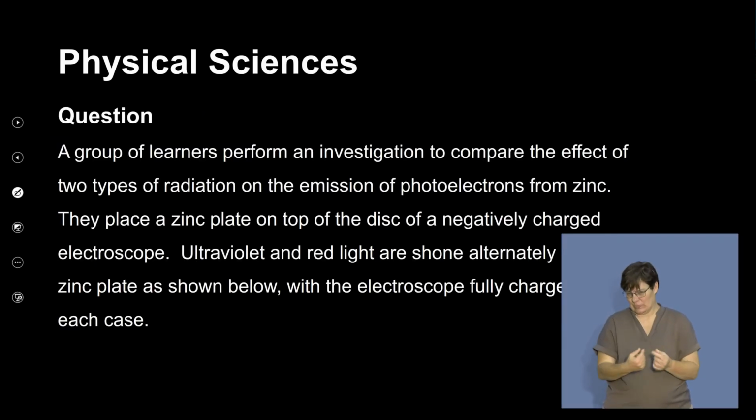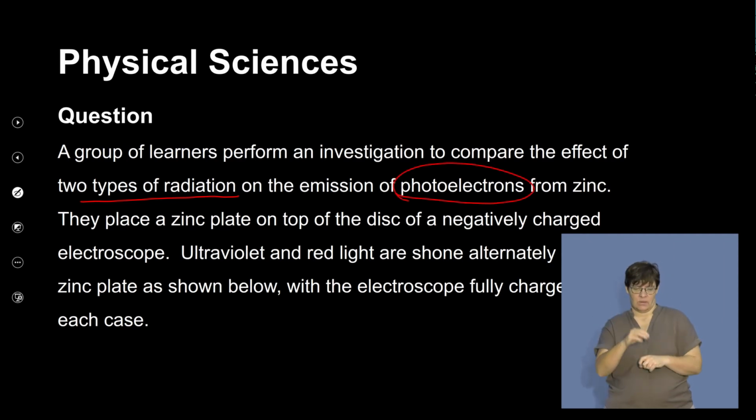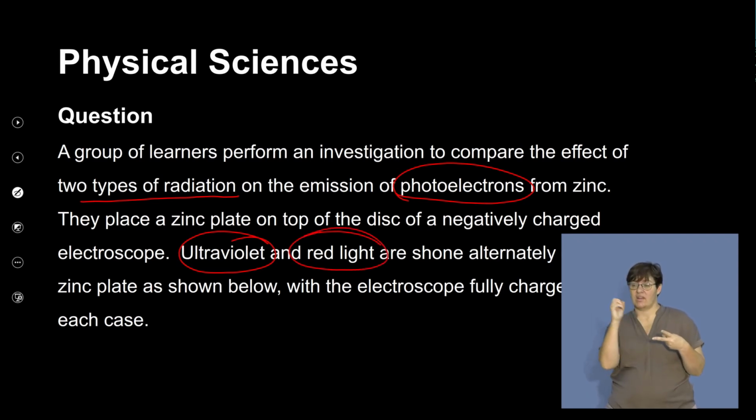So, a group of learners perform an investigation to compare the effect of two types of radiation on the emission of photoelectrons. Now, photoelectrons just means we have any electrons come off from zinc. They place a zinc plate on top of the disk of a negatively charged electroscope. We did that just now. Ultraviolet and red light are shown alternatively on the zinc plate as shown. It's on the next page when the electroscope is fully charged.